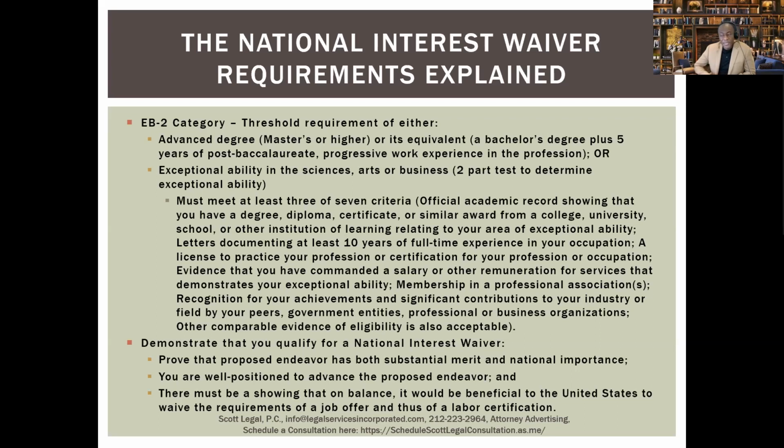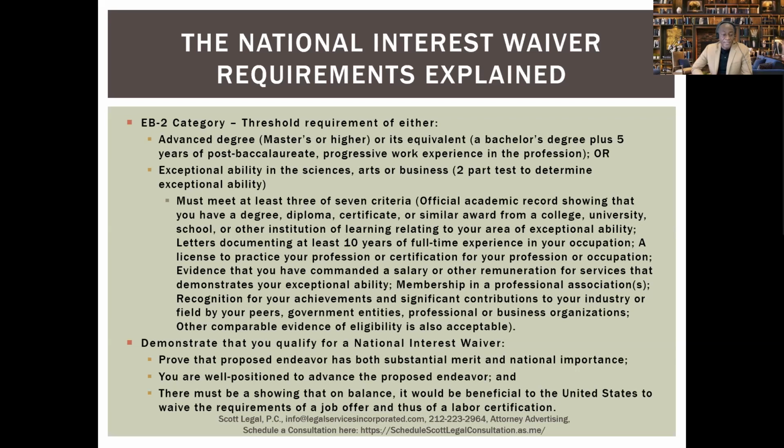I can't tell you how many calls and consults, people set up a consultation, and they read the exceptional ability criteria or they see advanced degree and they say, hey, I have a PhD, so that means I meet EB2. Can I apply for a green card? Or they go through the exceptional ability criteria and say, hey, I meet 3 of these easily. Does that mean I qualify for a national interest waiver? But the answer is no. All it means is that you meet the threshold requirements so that you can now move to the 3 requirements that we're going to talk about.